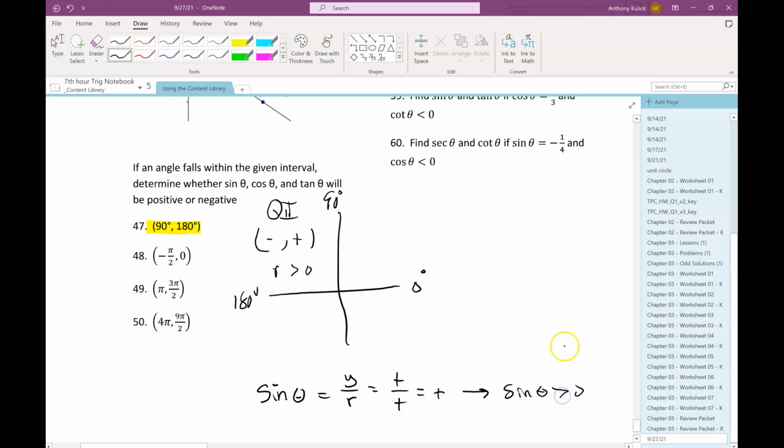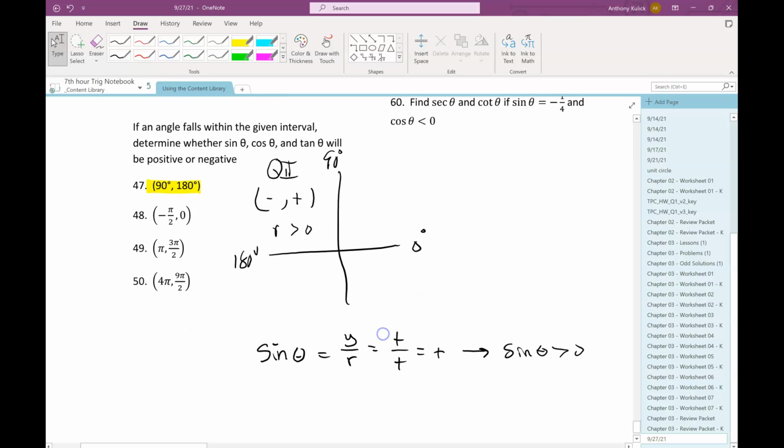Or you could write it this way. Cosine theta is x over r. Well, that's going to be negative over positive, so that should be negative, or you could write it that way. And you just continue for each of them. I don't remember if it's asking for just sine, cosine, and tangent, or if it wants all 6 of them.